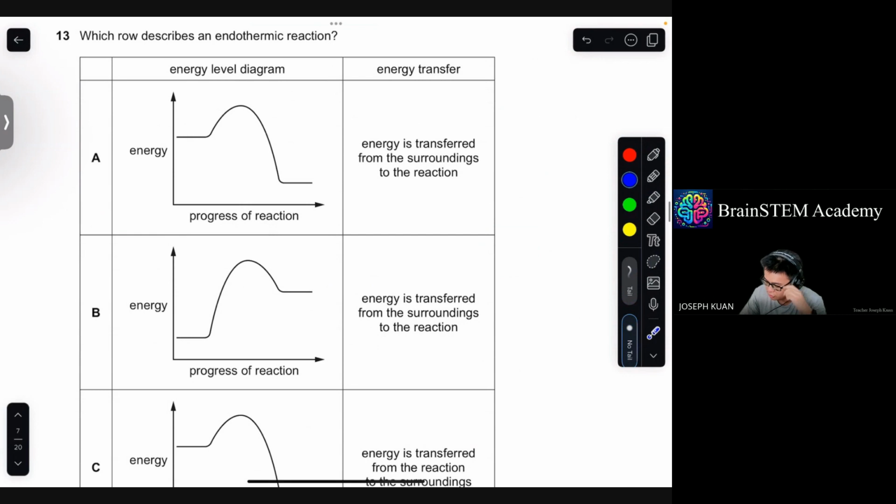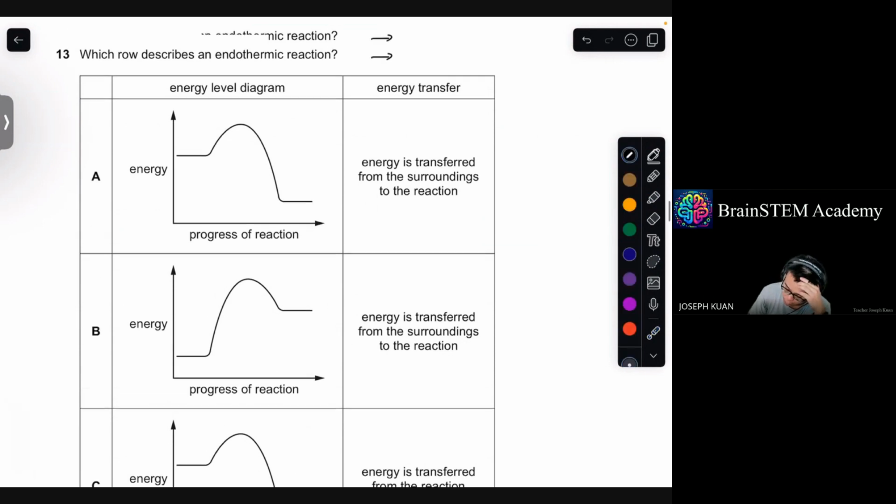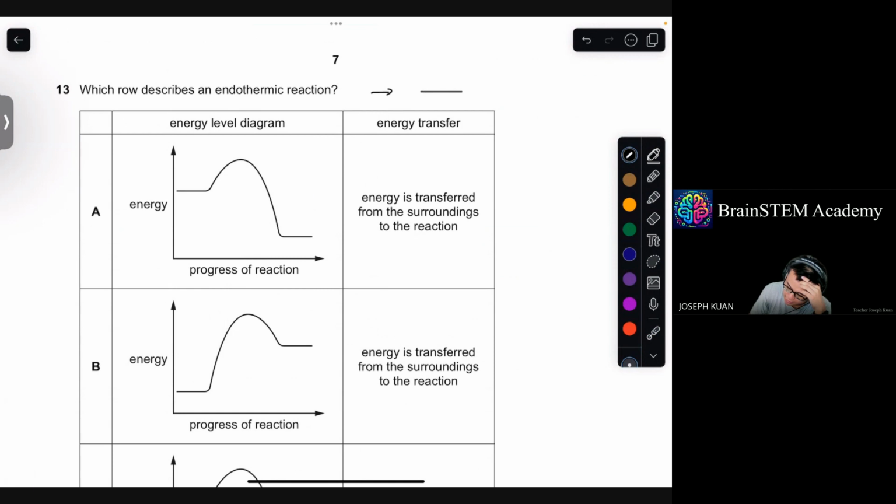All right, moving on to question 30. Which role describes an endothermic reaction? So in an endothermic reaction, the reactants possess lower energy than the products. That's why they need to suck in heat energy from the surrounding. They need to get boosted. Sorry, they need to steal heat into its own pocket. So it needs to steal heat from the surrounding and then boost itself to become products.